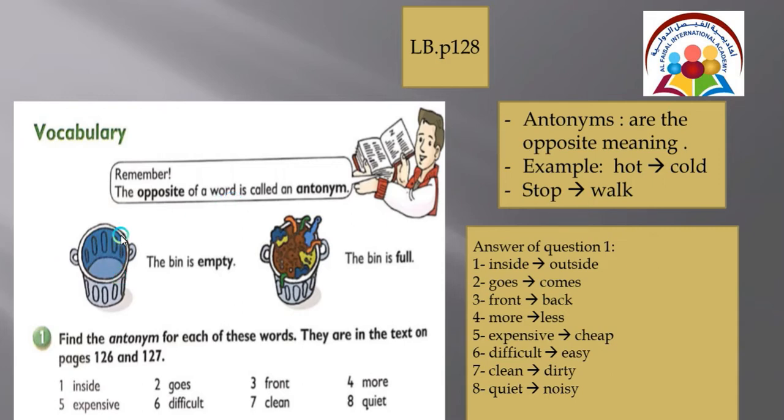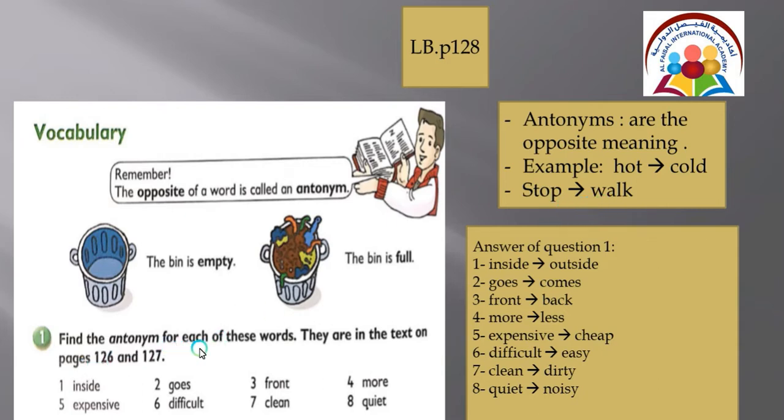For example, here we have 2 pictures. Picture number 1 is talking about a pen, but this pen is empty and this pen is full. The pen is empty. The pen is full. As you see here, the word empty and the word full are opposite. Antonyms are the opposite meaning. Example, hot and cold, stop and walk.